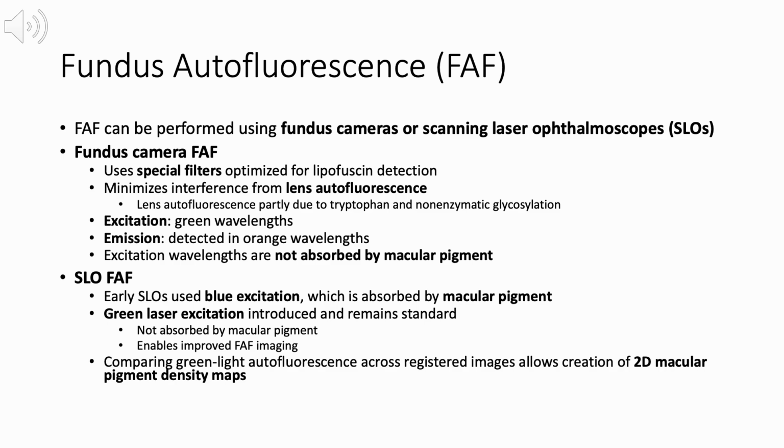FAF can also be obtained using scanning laser ophthalmoscopes. Early SLO systems used blue excitation light, which is absorbed by macular pigment and limited image quality. The introduction of green laser excitation overcame this limitation and remains the standard approach, as green wavelengths are not absorbed by macular pigment and allow improved autofluorescence imaging. Additionally, comparison of green light autofluorescence across registered images enables the creation of two-dimensional macular pigment density maps, further expanding the clinical utility of FAF imaging.